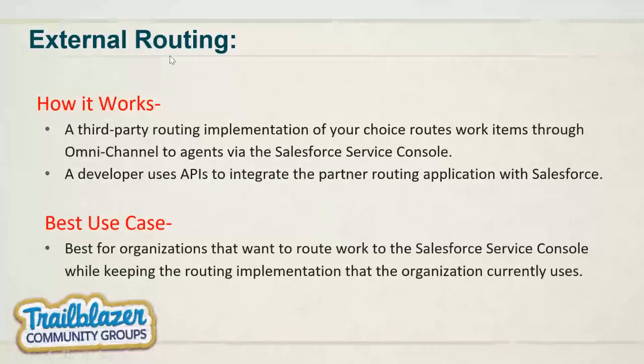Next, last is external routing. It is a third-party routing implementation of our choice that routes work items through omnichannel. Omnichannel will be the bridge to agents via the Salesforce Service Console. A developer uses APIs to integrate the partner routing application with Salesforce. The best use case is any organization that wants to route the work to Salesforce Service Console while keeping the routing implementation that the organization currently uses.